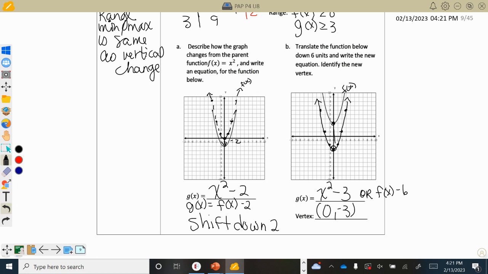For my on-level classes, your assignment for vertical changes is on pages 9 and 10. And for my pre-AP classes, you get to enjoy one more video before you get to your assignment. You're going to have to watch the 8-2 video on horizontal changes.